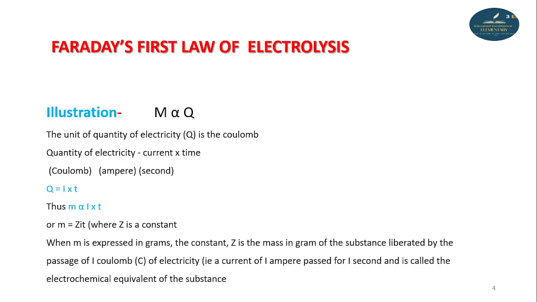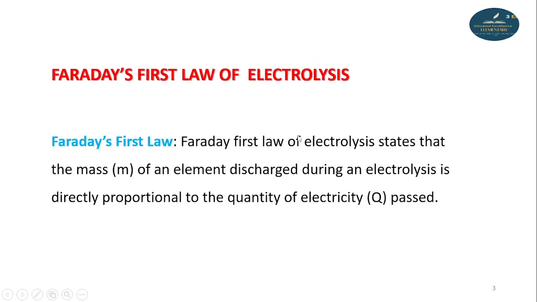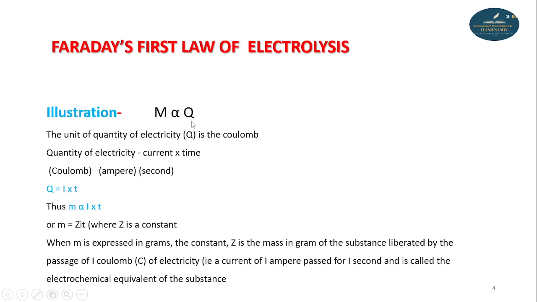Before we begin, this is an illustration of the first law. It states that the mass of an element discharged during an electrolysis, we will notice that it is the ions in the electrolytes that are discharged during electrolysis, based on what we were taught in the last video. So here, the mass of the element discharged is directly proportional to the quantity of electricity passed, which is Q. For those that understand variation, we should be able to construct something like this. The unit of quantity of electricity Q is the coulomb. We should take note of that.